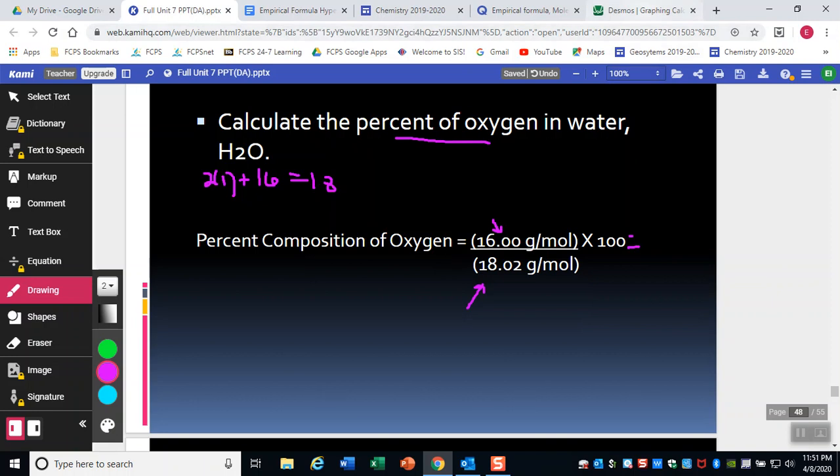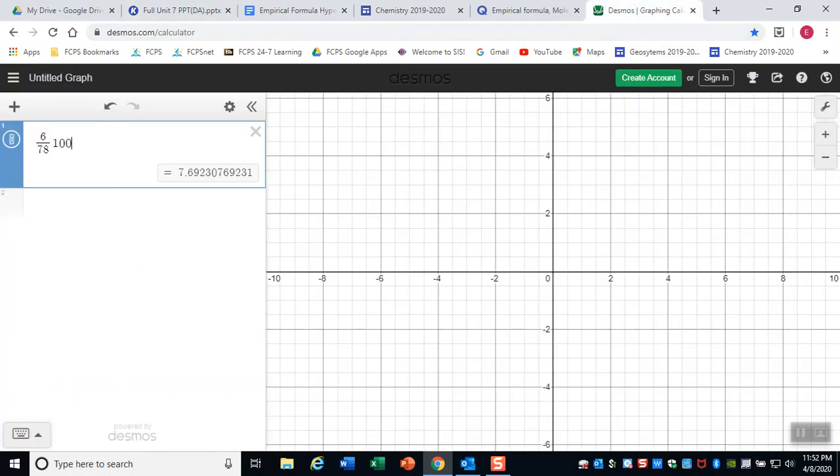16 divided by 18. So 16 divided by 18 times 100. So 88.9%, we'll say.